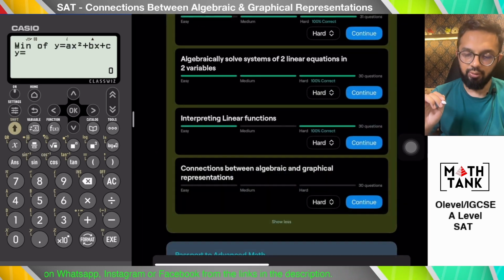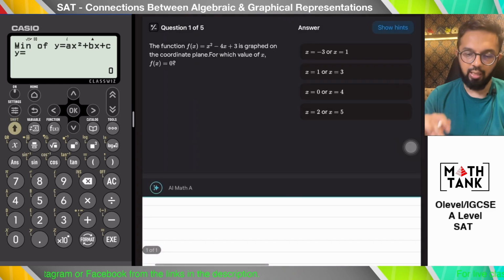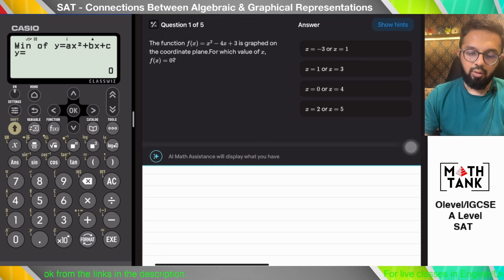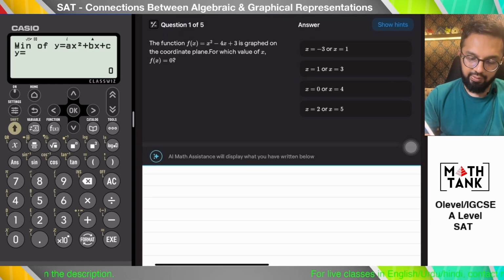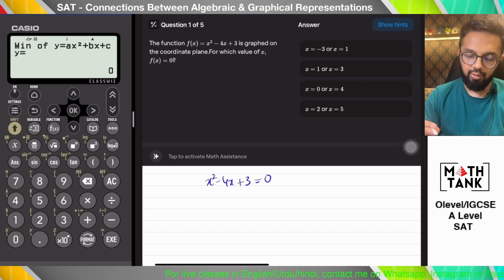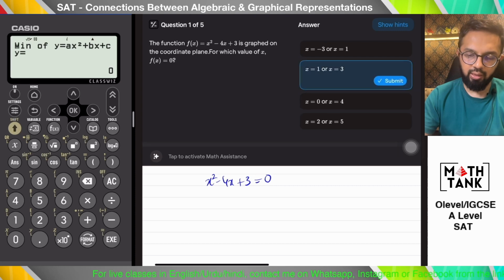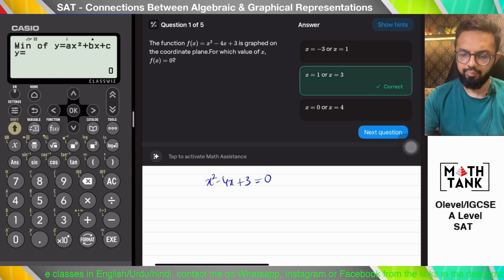Think there'll be more hard questions? Yes. Okay. For which value of x is f of x equals 0? So that's simply about solving. So I think the answer should be 3 and 1. I can do this mentally sort of.